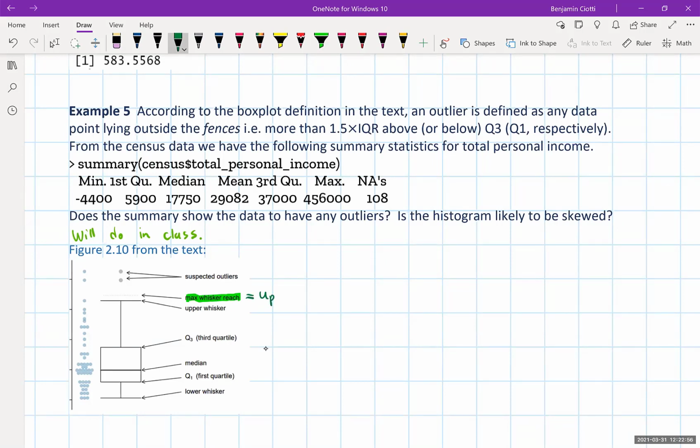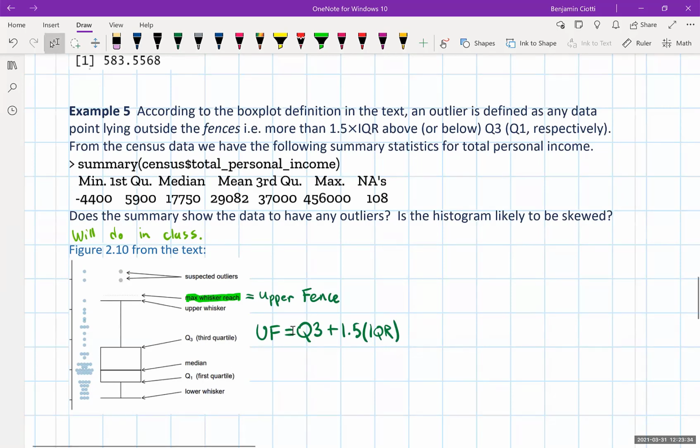So let's call that the upper fence. You find it by finding the third quartile and adding 1.5 times the interquartile range. Right, so the upper fence is equal to the third quartile plus 1.5 times the interquartile range. This picture, by the way, is not the data from the problem. This picture is from the textbook where they explain box and whisker plots.